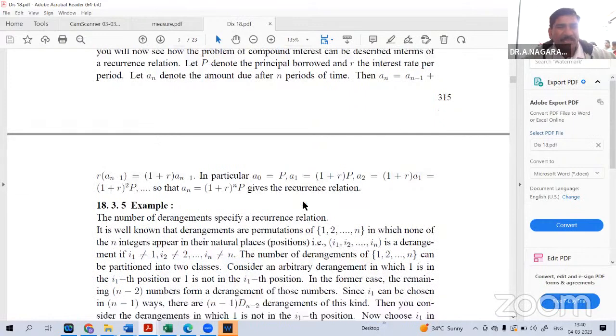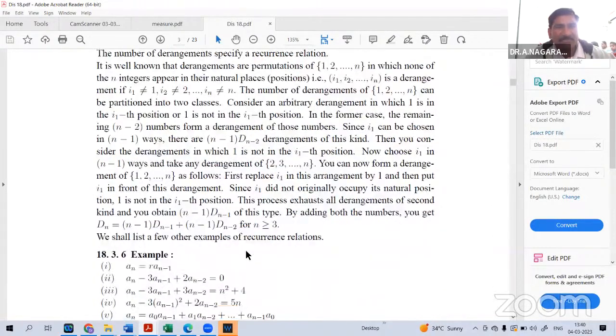Next we come to An equal to 1 plus R into An minus 1. So A0 equal to P, A1 equal to 1 plus R into P, A2 equal to 1 plus R into A1, and so on. This is a generalization; the recurrence relation gives a geometric progression: 1 plus R whole to the power of N into P. That is the recurrence relation. This is one more example.